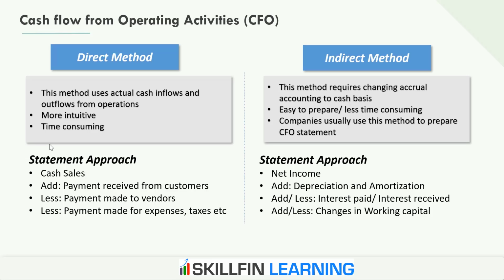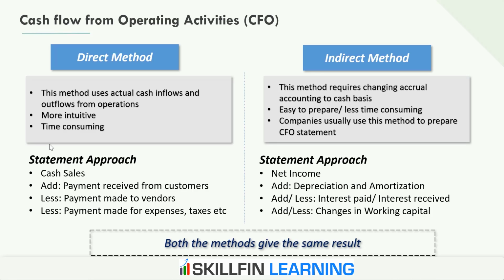The cash flow from operating statement using indirect method includes or starts with the net income. Then companies add non-cash expenses like depreciation and amortization, adjust for the non-operating activities like interest paid and interest received, and then adjust for the changes in the working capital. Summing up, all these give the cash flow from operating activities. Both the direct and indirect method gives the same result.